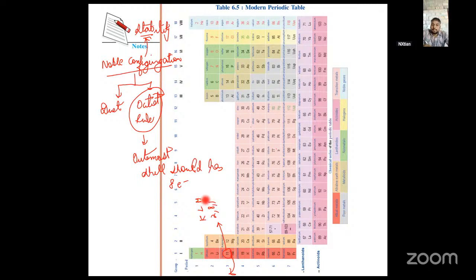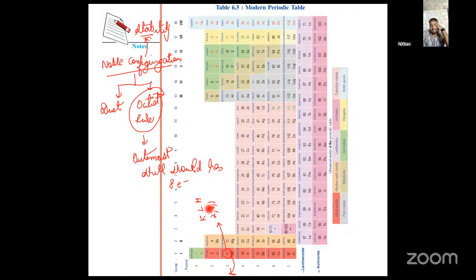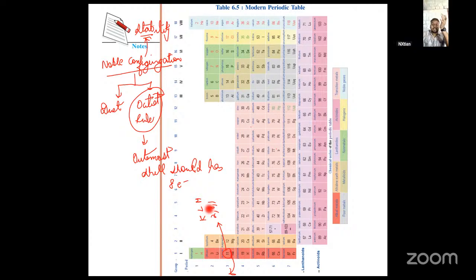So which one is easier, Miracle? To take 7 so that there are 8 electrons, or to give 1 so that the M shell is removed and the L shell has 8 electrons? Which one is easier, to take 7 electrons or to give 1 electron? To take 7 electrons is too much, no? Giving 1 electron is easier.